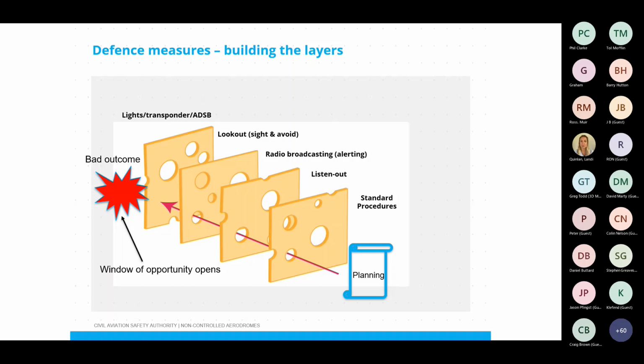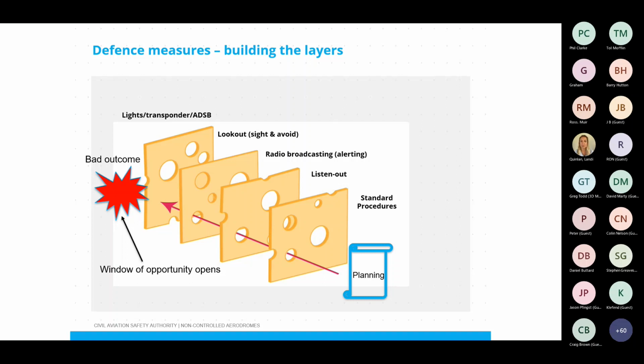of the other traffic around us. We have a level of the cheese defence there, where we use radio broadcasting, for example, which is the alerting part of the alerted see and avoid, and of course lookout, the sight and avoid procedure that we use is also very important, and provides us with a level or a layer of defence. And when we put all of those layers together, we build up a reasonable level of defence against a poor outcome, which might be a mid-air collision, for example, in a busy circuit area.